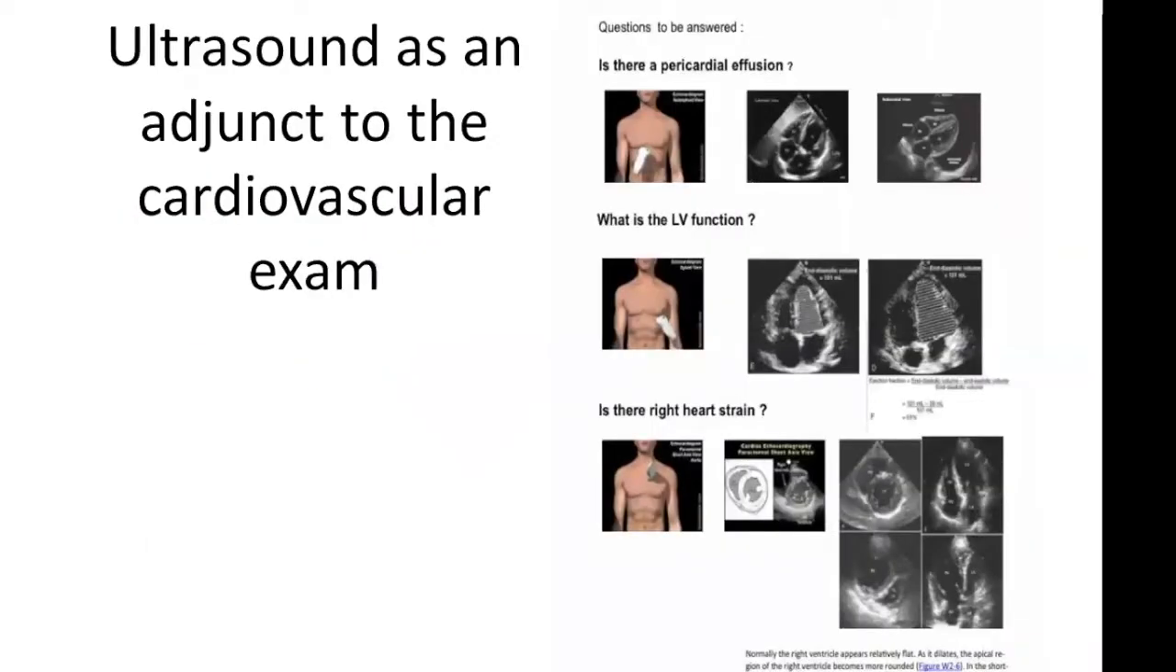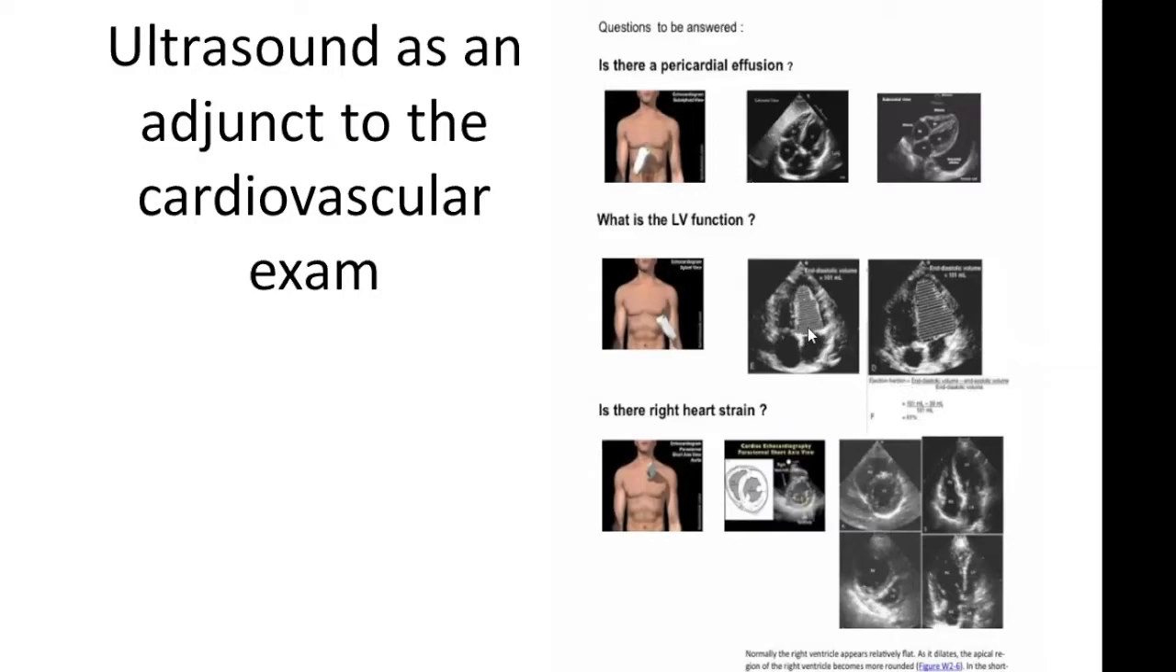So ultrasound of the cardiovascular exam, I've mentioned the three things I think it could be useful for very quickly, which is, is there a pericardial effusion from a subcostal view? You get the four chamber view. Is there fluid around the heart? Then an apical view, four chamber view, looking at the LV function. So end diastole minus end systole over end diastole produces a percentage, and that's called a Simpson. You can also measure at the level of the mitral valve.